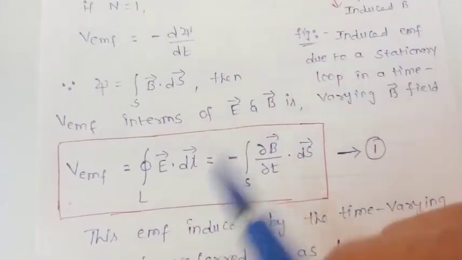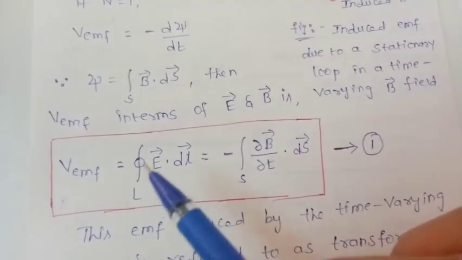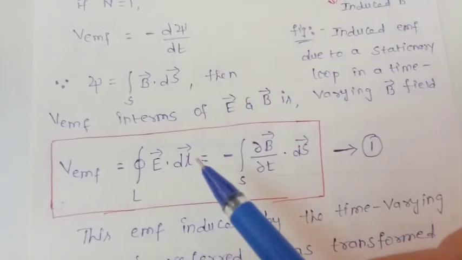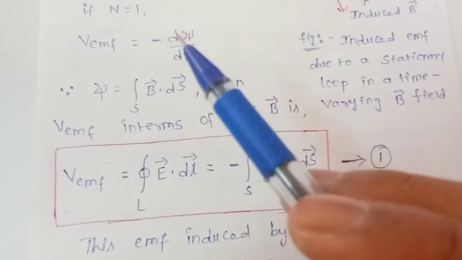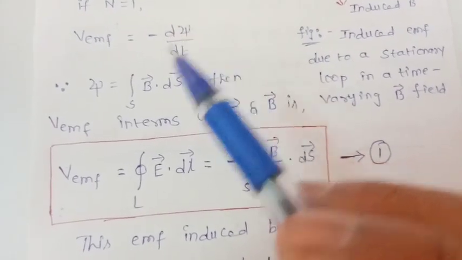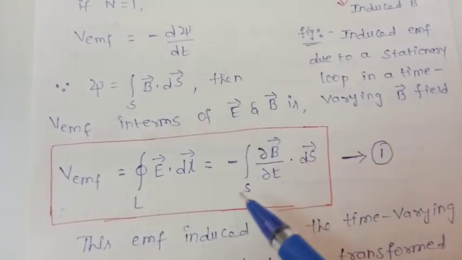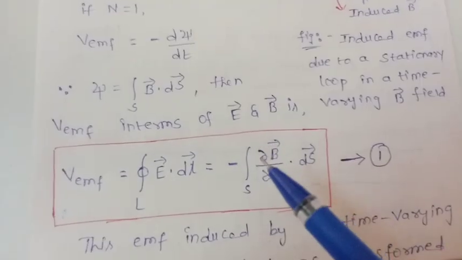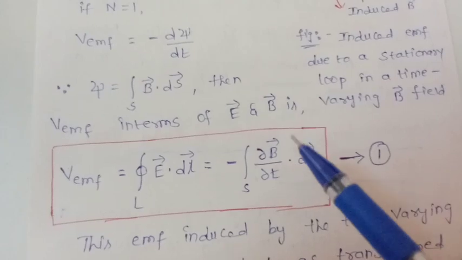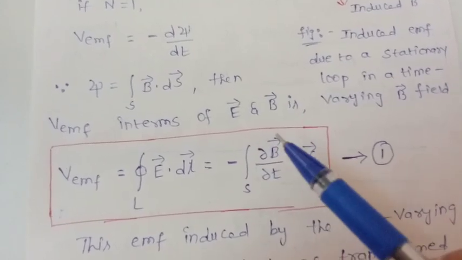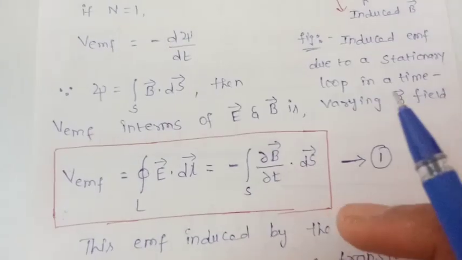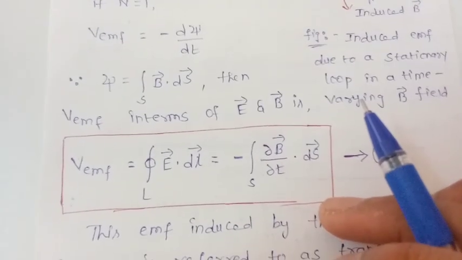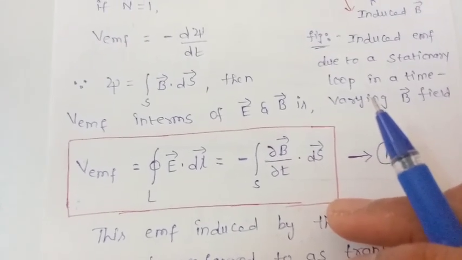Now observe that the induced EMF is equal to the closed line integral of E bar dot dl bar, which is equal to minus the surface integral of, with the differentiation d by dt moved inside, dou B bar by dou t dot dS bar. Don't be confused why I have taken the partial differentiation. Because from the starting of this subject we are going to consider the partial differentiation.